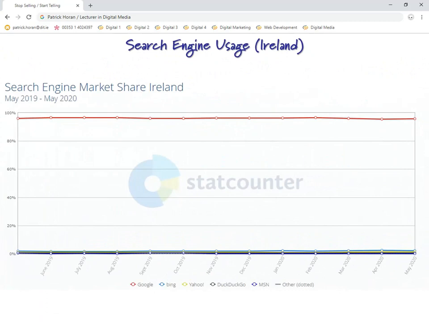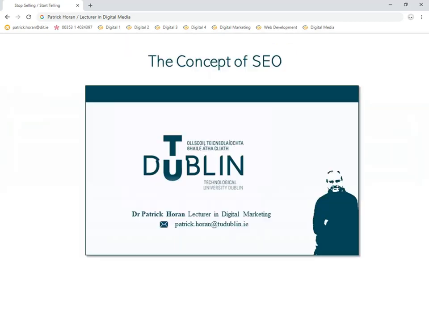Now, when we're looking at Ireland, again, we're talking about an even higher percentage for Google. But it's interesting to look at the other search engines that are available here and that are common in Ireland. We've got Google with the biggest market share, Bing, Yahoo, DuckDuckGo, and MSN. So there are 2 there that actually aren't on the worldwide stats. We've got to keep those in mind, because while they look small, they are still a percentage of the market, which is maybe worth considering.